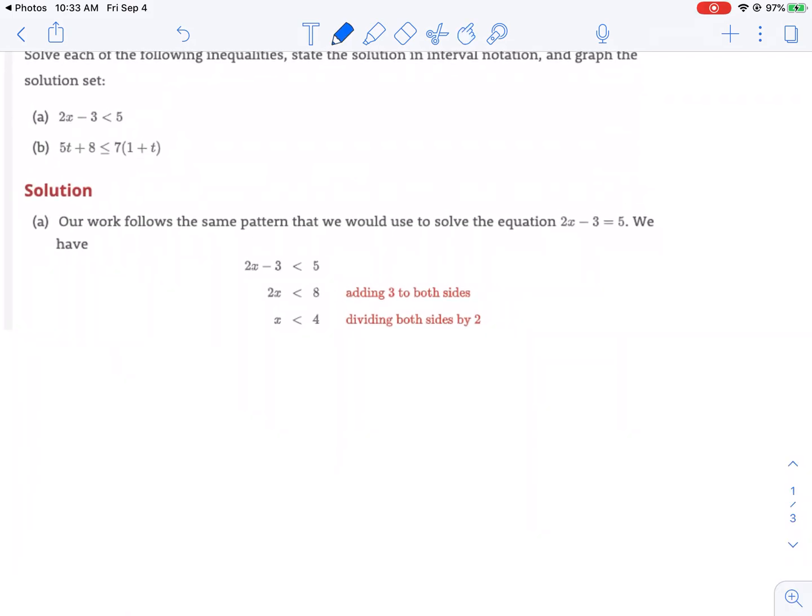Part A was 2x minus 3 is less than 5. Add 3 to both sides, divide by 2. This would be my inequality, x is less than 4. We now want an interval notation. Interval notation would be negative infinity to 4, both in parentheses because we're not including. On my number line, I have to make sure I have the number 4. It's going to be an open circle, or if you want to put a parenthesis here, remember the book does parentheses, and you shade where the solution is, everything that's less than 4.